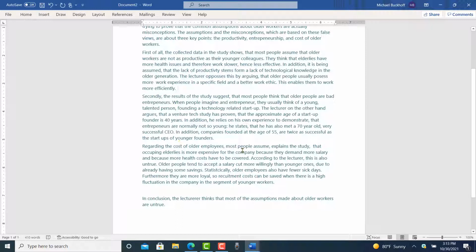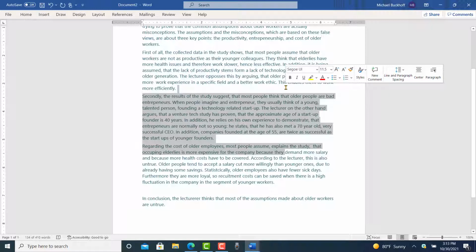So I want you to be careful about your punctuation. So look what you wrote: regarding the cost of older employees, most people assume, explains this study, that you have occupying elderlies is more expensive. And the comma's okay here because we have the voice marker here, but if I just said most people assume, I would not put a comma and then say that. Okay, so if you want to review this, if you go into the grammar part of my course, I do have a couple of really good videos about using punctuation, but be really, really careful. I think it's, I can't remember, grammar lesson 20 something.